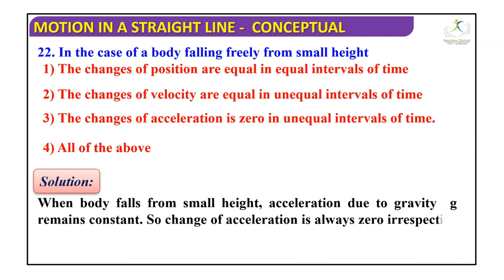Solution: when the body falls from a small height, acceleration due to gravity, g, remains the same. So the change of acceleration is always 0, irrespective of the time intervals. Hence, the correct answer for this question is 3.